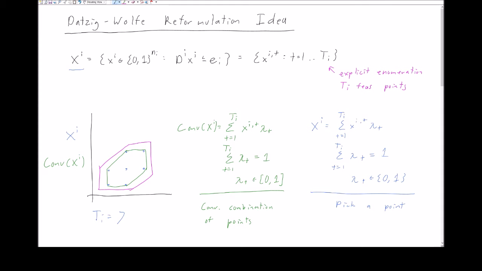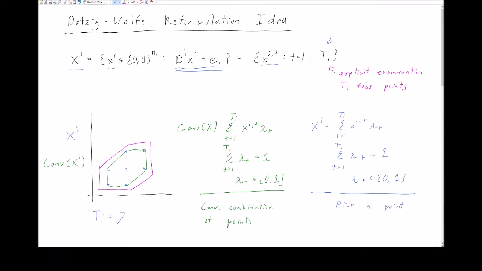And we're going to write capital Xi in a completely different way. Initially, capital Xi is defined as the set of all vectors Xi that satisfy some linear constraints. But now we're going to write Xi as an explicit enumeration of all of the feasible points. In this case, the feasible points are all the vectors that satisfy this linear constraint. We're going to assume that there's capital Ti of these feasible points. This explicit enumeration is going to be key for the Dantzig-Wolfe reformulation.